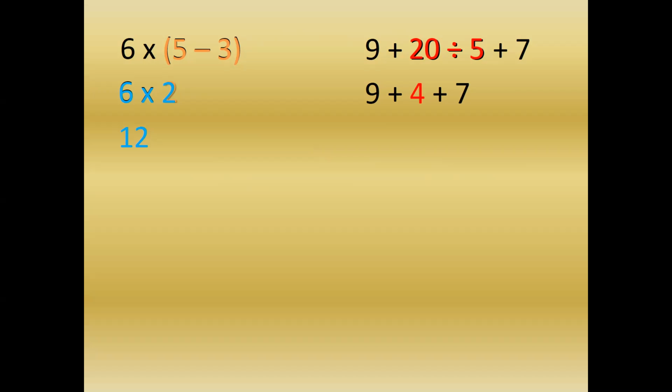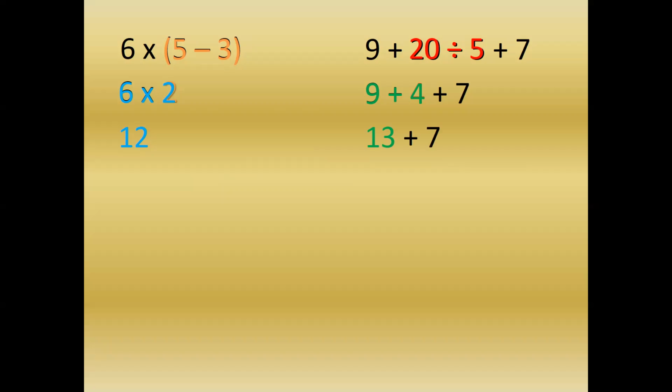And which order do we do our addition? Do we do 4 plus 7 first, or do we do it all at once? So we have to start, remember, from the left. So we do 9 plus 4 first. So do that in your head. 9 plus 4 will be 13. So 13 plus 7.